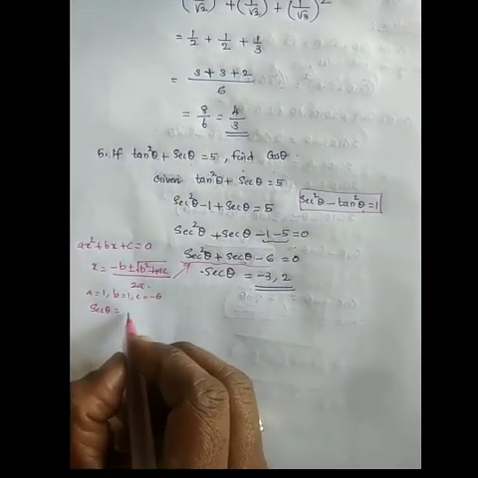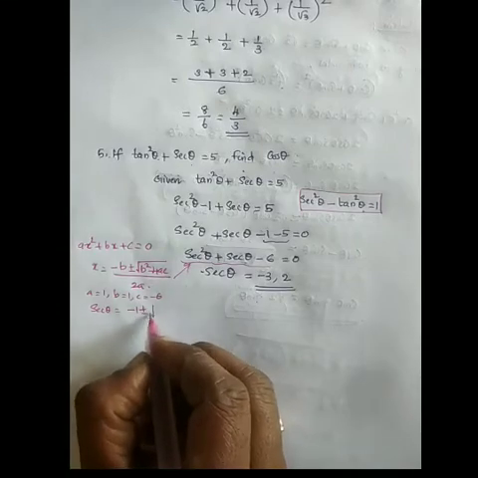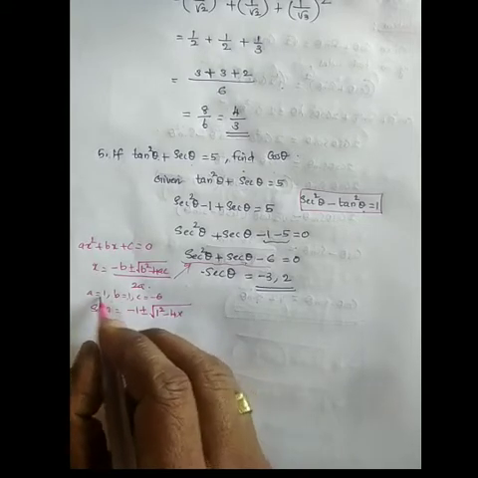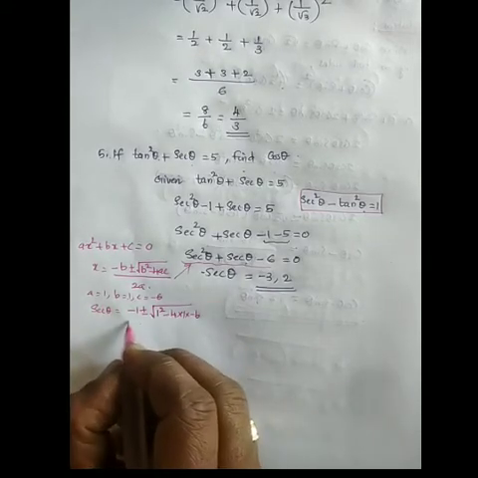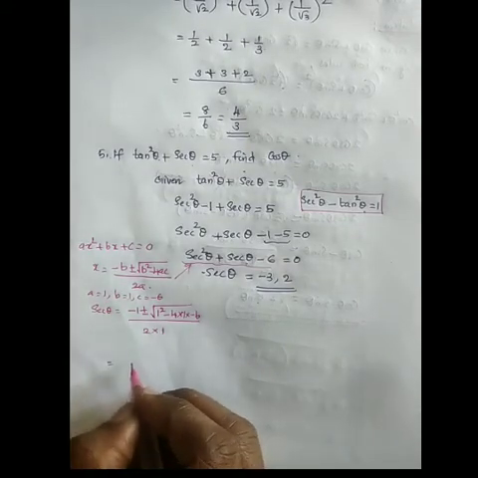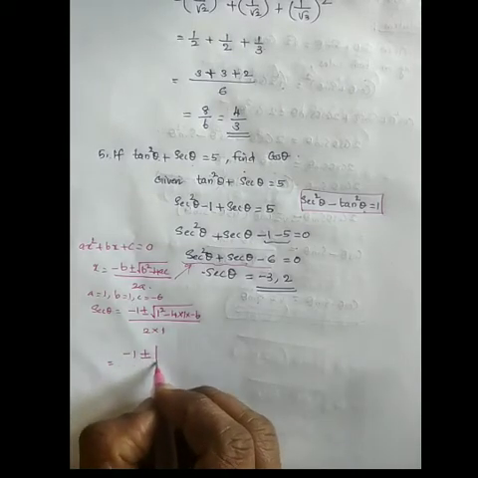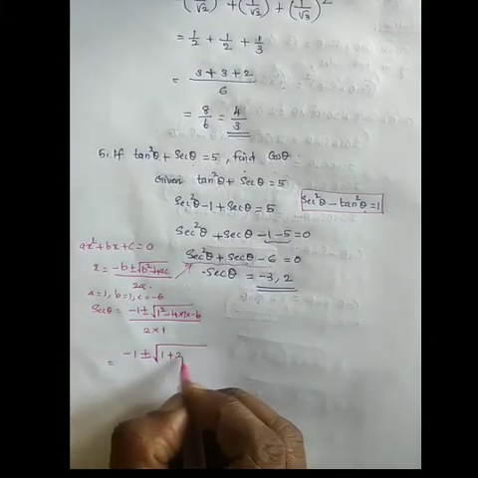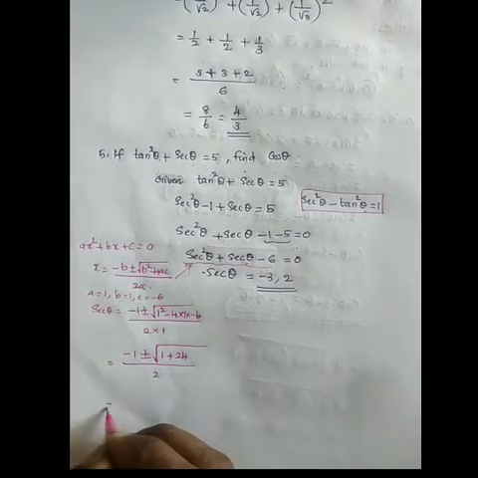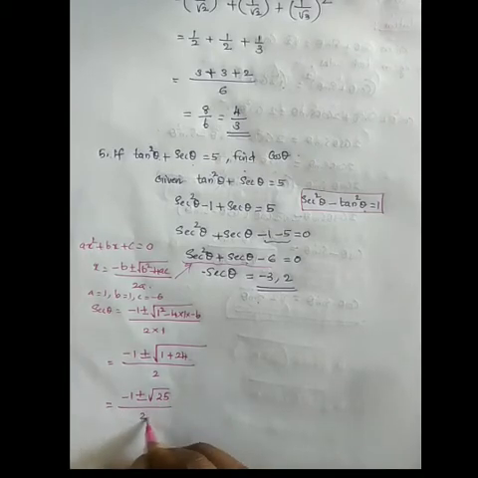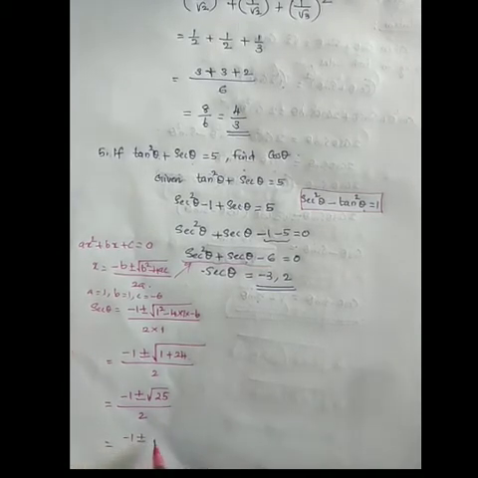So, sec theta is minus b plus or minus root of b square minus 4ac, divided by 2a. B square means 1 square, minus 4 into 1 into minus 6, divided by 2 into 1. Therefore, sec theta is equal to minus 1 plus or minus root of 1 minus 4 into minus 6, which is plus 24, divided by 2. That's equal to minus 1 plus or minus root of 25 divided by 2. Root 25 is 5.